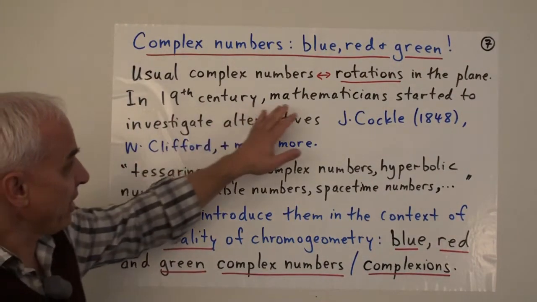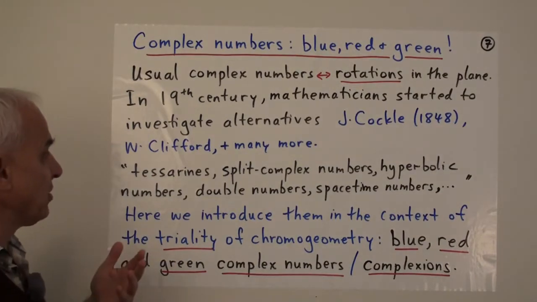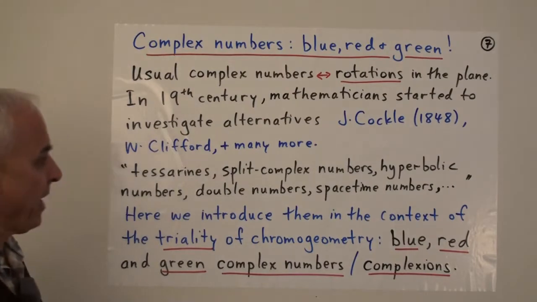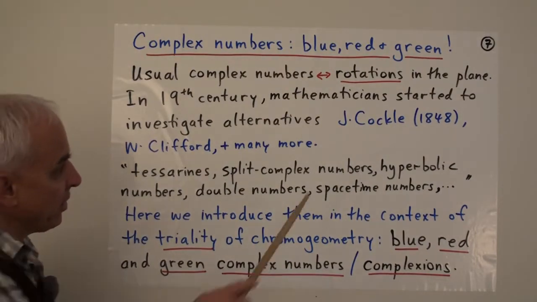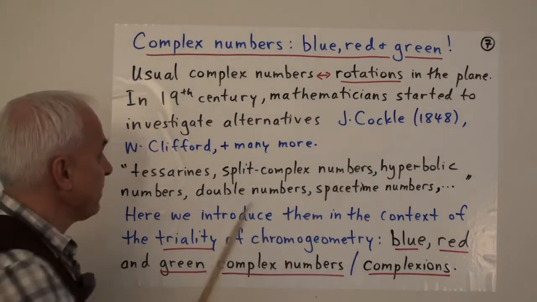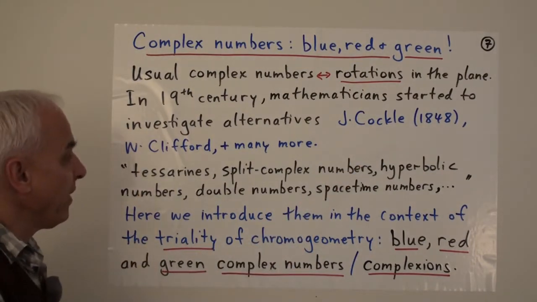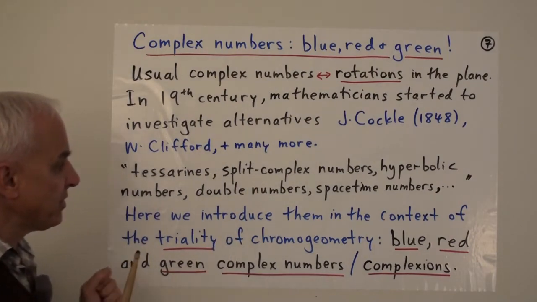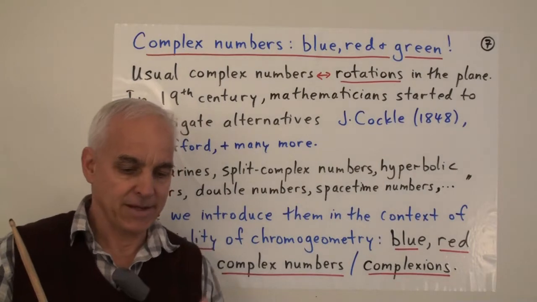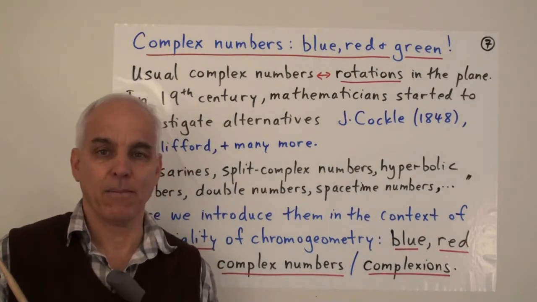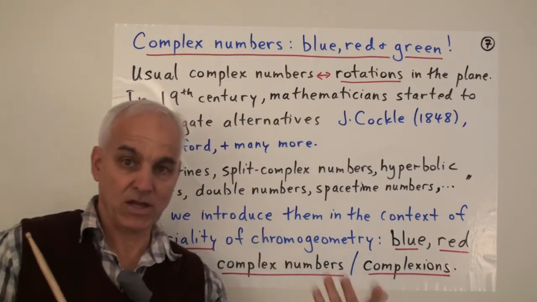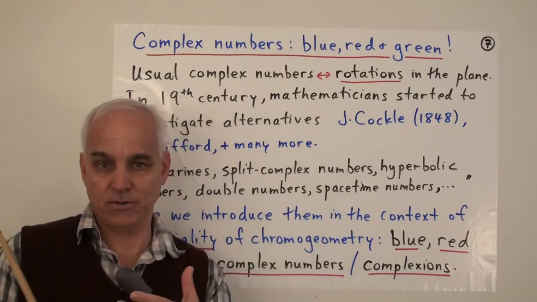But in the 19th century, mathematicians also started to investigate other alternatives, other algebraic structures. And in particular, I point to the work of J. Cockle in 1848, and then William Clifford, and many more, who introduced variants of complex numbers. In some sense, these variants play the same relation to the ordinary complex numbers as does the red geometry to the blue geometry.